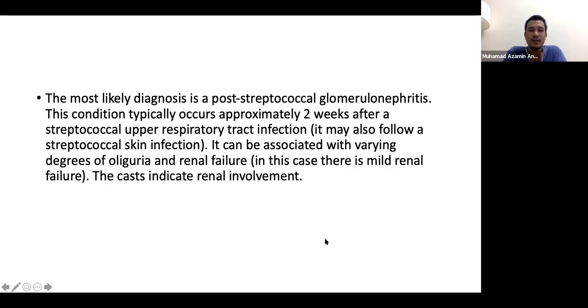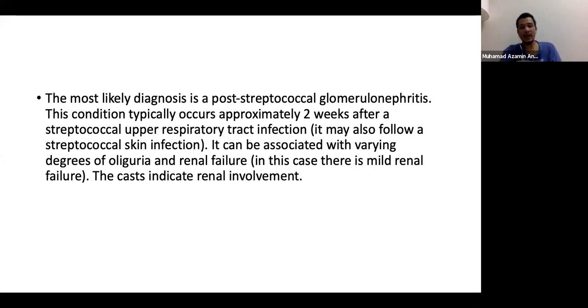So how are you going to treat this child? So okay, the diagnosis in this child is most likely a post-strep AGN, and we know that it typically occurs 2 weeks after your symptoms or streptococcal infection. Sometimes it can be from the skin as well. And theoretically, if you get nephritis, some children will develop oliguria or reduced urine output with renal failure, but most of the time there's no change to the urine output at all.